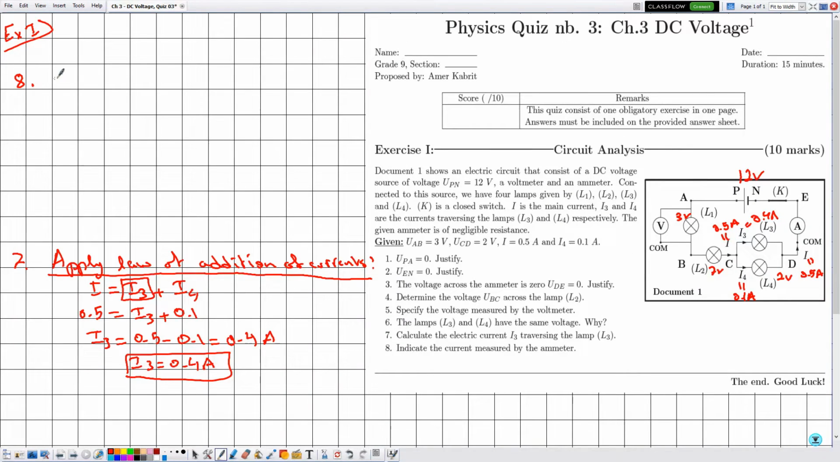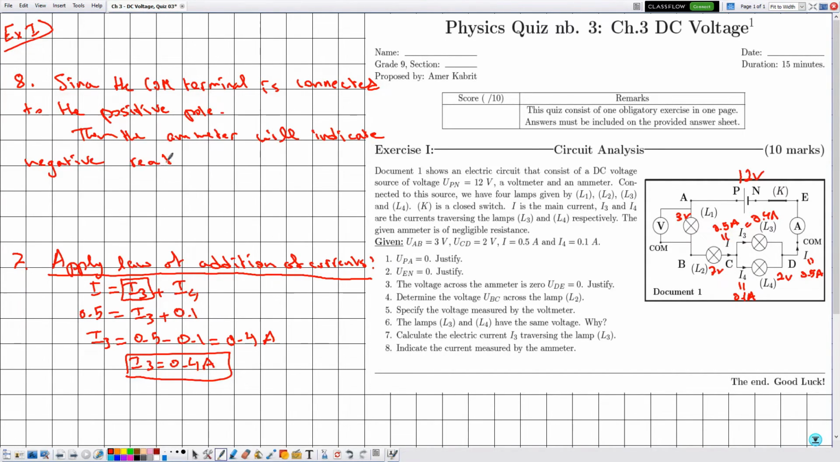So let me say, since the COM terminal is connected to the positive pole, so it's always the opposite. Since it's connected to the positive pole, then the ammeter will indicate a negative reading. So now we know that the reading is negative, so it is a minus.